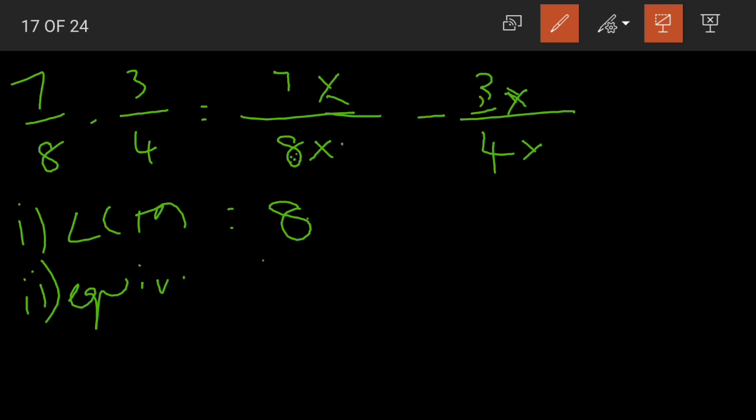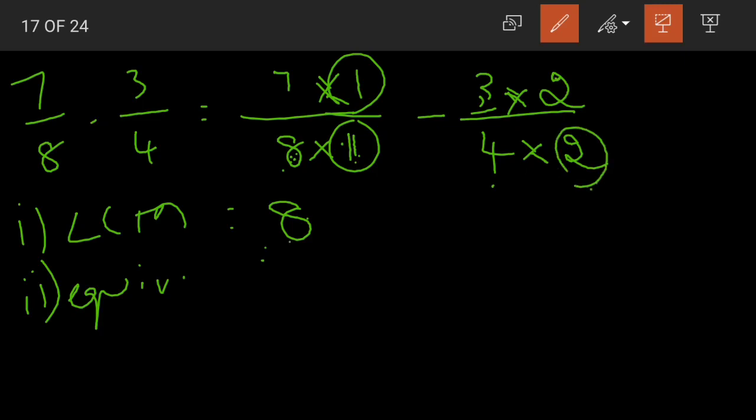Now how much should we multiply 8 with to get 8? It is simple. 8 1s are 8. As 8 1s are 8, we are multiplying the same 1 with the numerator as well. Now moving on to the second fraction, 3 by 4. 4 is the denominator. Now how many times 4 is equal to 8? 4 2s are 8. So we are multiplying both the numerator and denominator with 2. Clear, students?